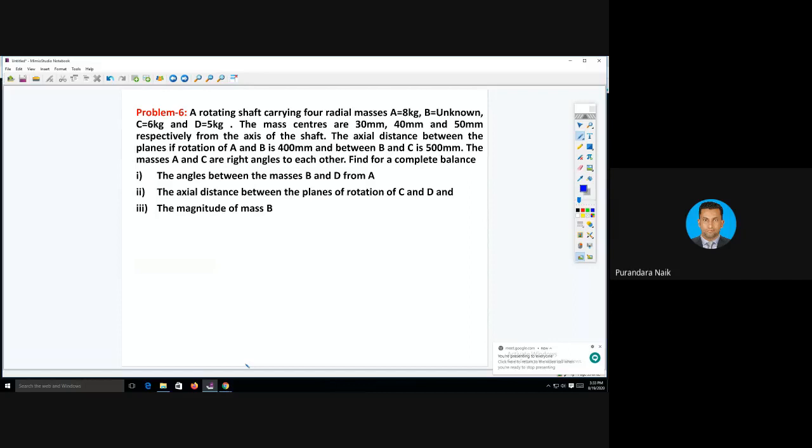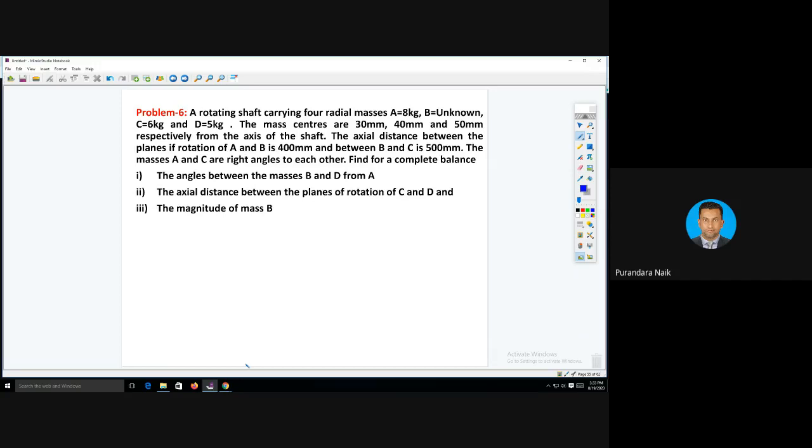The next problem on balancing of rotating masses is the sixth one. A rotating shaft carrying 4 radial masses, A is equal to 8 kg, B is unknown, C is 6 kg, and D is 5 kg. There are 4 different masses, A, B, C, D.